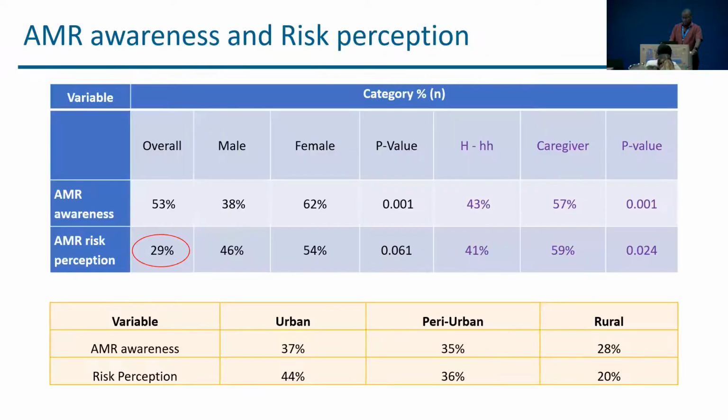So in terms of the findings, I should say that we noted that slightly above half of the study participants were aware of what an AMR is, more especially the females and the caregivers. Generally, most of the caregivers were also females. And the AMR risk perception was low across all the study locations with no difference between male and female. However, the caregivers showed high level of risk to AMR infection than the household heads, and most of the household heads, in this case, were males.